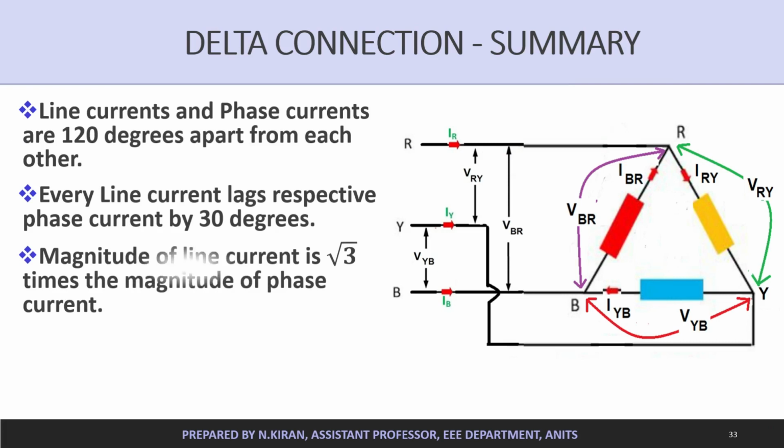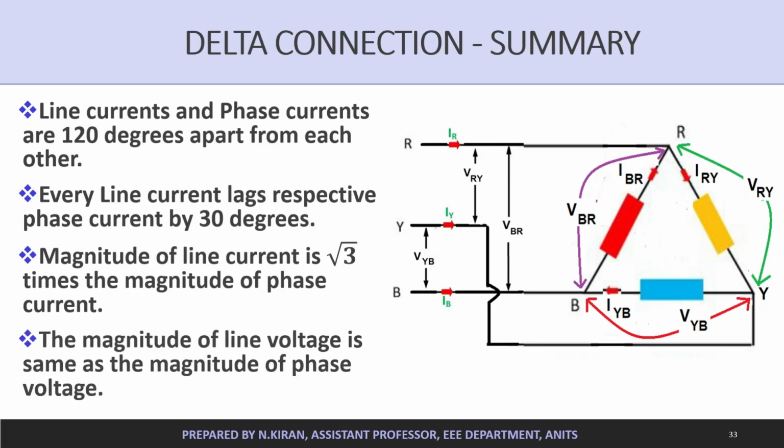The third one we have derived: the magnitude of line current in delta connection is root 3 times the magnitude of phase current, and the magnitude of line voltage is the same as the magnitude of phase voltage. So this is the relation between phase and line values of both currents as well as voltages in star connection as well as in delta connection.